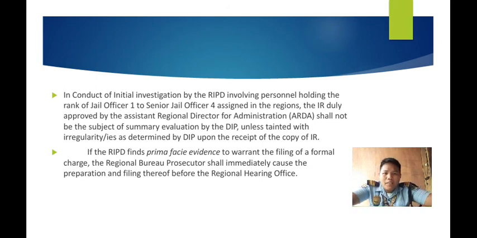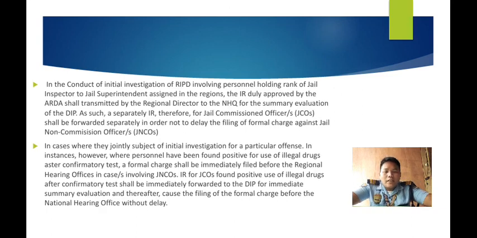If the RIPD finds prima facie evidence to warrant the filing of a formal charge, the Regional Bureau of Prosecutor shall immediately cause the preparation and filing thereof before the Regional Hearing Office. So these are some procedures of the BJMP, like the initial investigation of RIPD involving personnel holding the rank of inspector to jail superintendent assigned in the region.